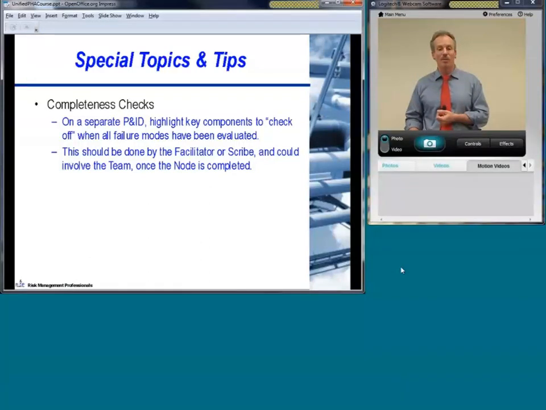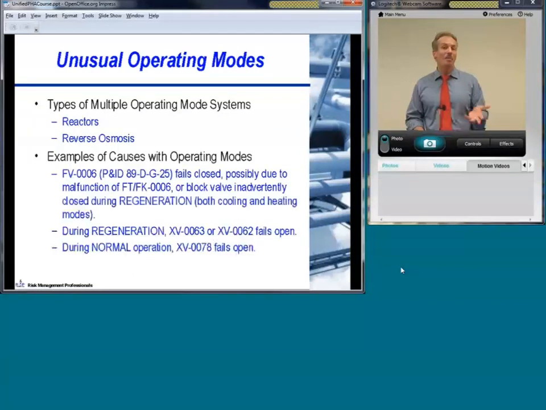Let's talk about operating modes. This is something I mentioned before that can really wrap a team around the axle in terms of confusion, them overthinking the scenario.